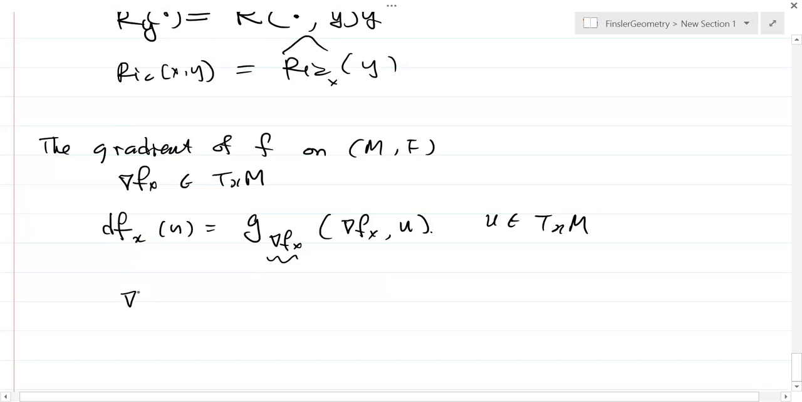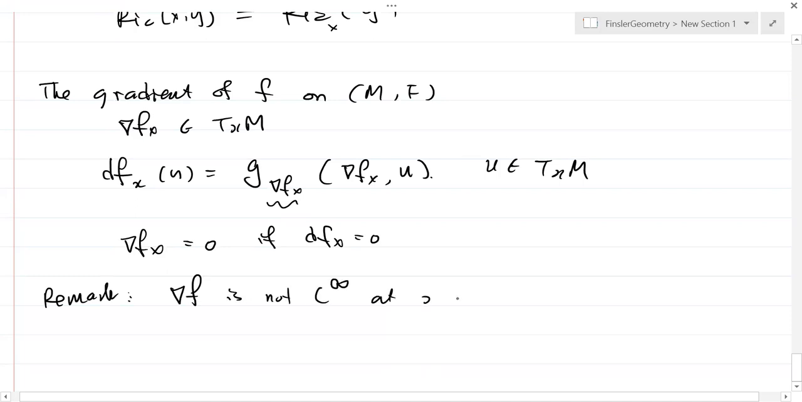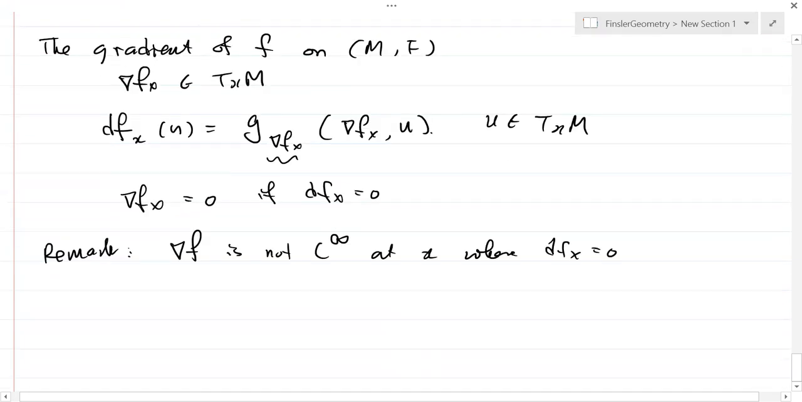We are going to set this to be zero if df_x is zero. In general, the gradient is not going to be smooth. So here's an important note: the gradient is not C infinity at a point x where df_x is zero. That is a problem in Finsler geometry. But this is okay, it is a smooth vector field when df is not zero.